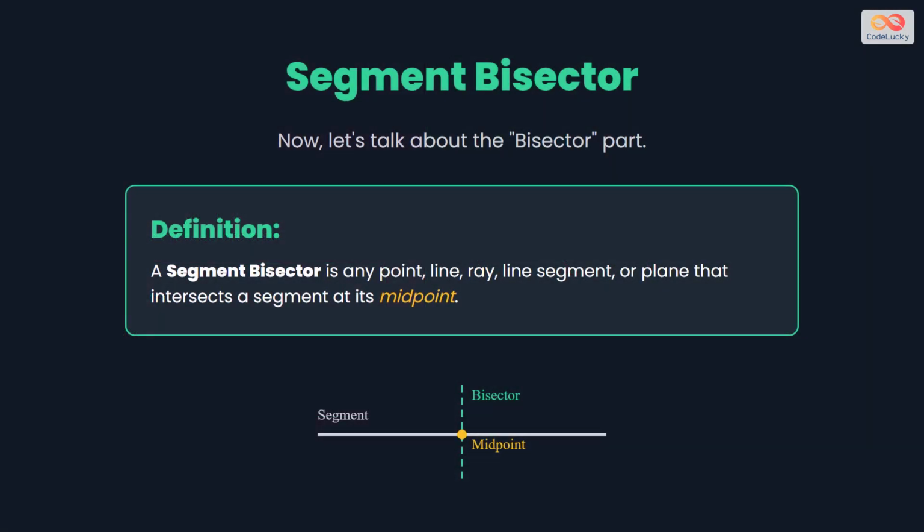Now let's look at the term bisector. A segment bisector is any geometric figure, like a point, a line, a ray, or even a plane, that intersects a segment exactly at its midpoint. If it crosses through that middle point, it is bisecting the segment.